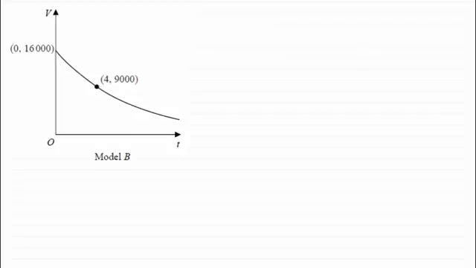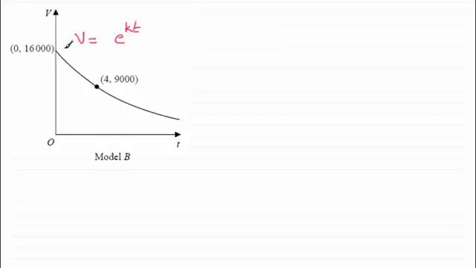Hi. Now for this part of the question then, we're told to assume that model B follows an exponential model. And we've got to find a possible equation for that curve here. Well, it's going to take on the form V equals. Now an exponential model is going to have the form e to the power kt.